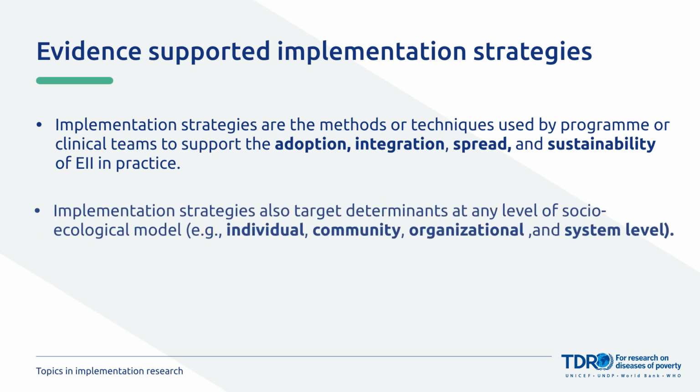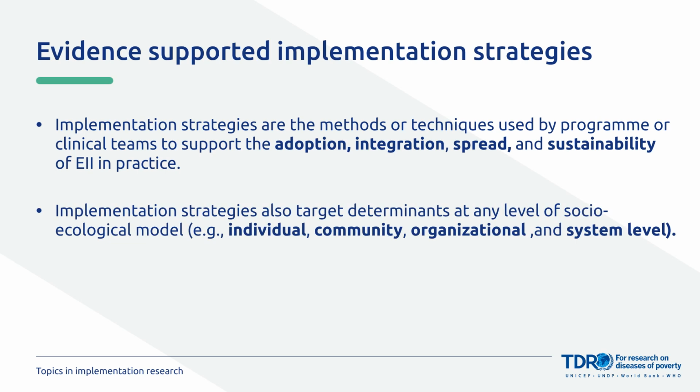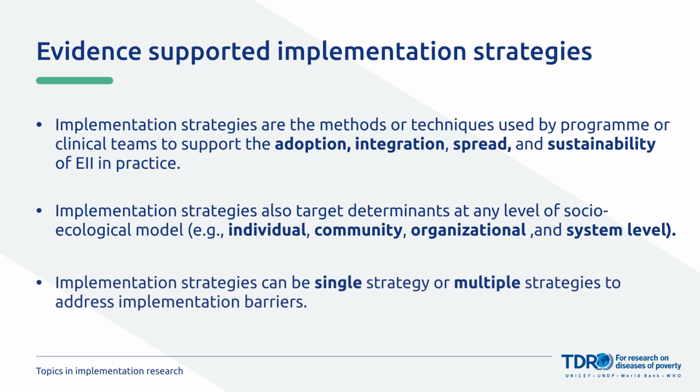Implementation strategies can target determinants at any level of the social ecological model, be that at an individual, community, organizational, or system level. Implementation strategies can be a single strategy, for example, training, or a bundle of strategies addressing multiple implementation barriers, for example training, behavioral change communication, and supportive supervision, combined to facilitate an evidence-informed intervention.